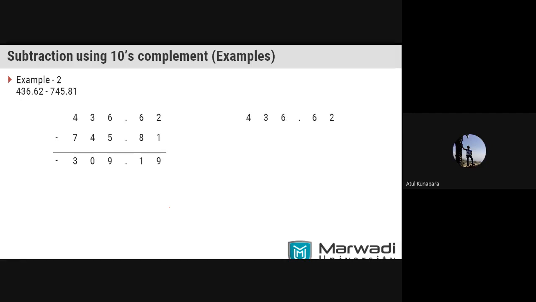Again, in our method, what we have to do is keep 436.62 as it is. Now instead of subtracting 745.81, you convert it into tens complement form, and the tens complement form of 745.81 will be like this. It is 254.19. So you add that number. When you do the addition, 2 plus 9, 11. So 1 will be there, 1 will be carry. 6 plus 1, 7 plus 1, it is 8. Then 6 plus 4, it is 10, 1 carry will go ahead. So 5 plus 4, it is 9. Then 4 plus 2, it is 6.